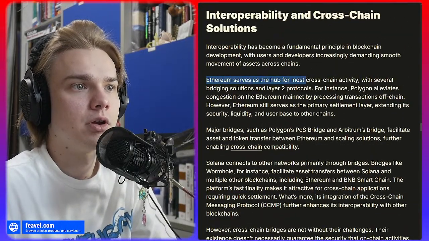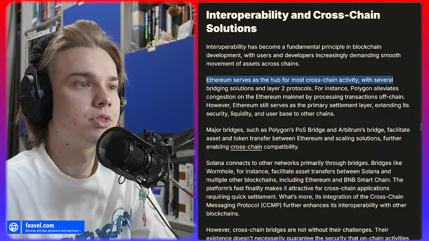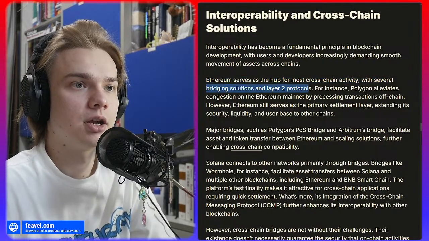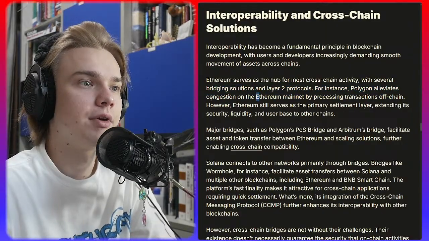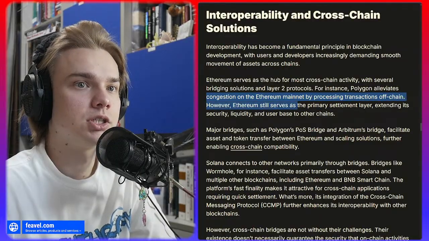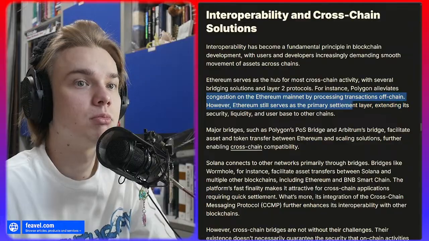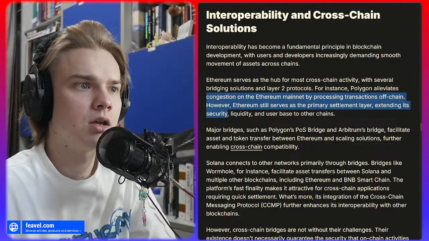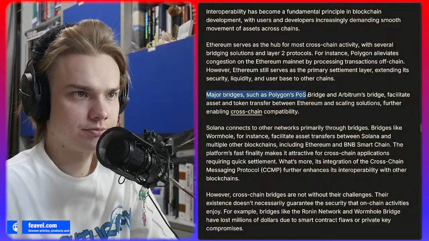Ethereum serves as the hub for most cross-chain activity, with several bridging solutions and layer 2 protocols. For instance, Polygon alleviates congestion on Ethereum by processing transactions off-chain. However, Ethereum still serves as the primary settlement layer, extending its security, liquidity, and user base to other chains.